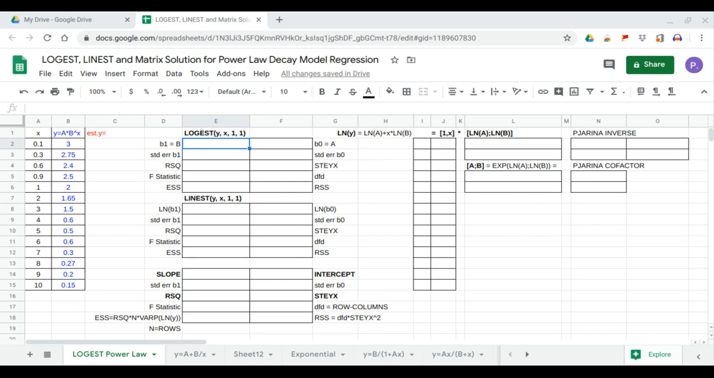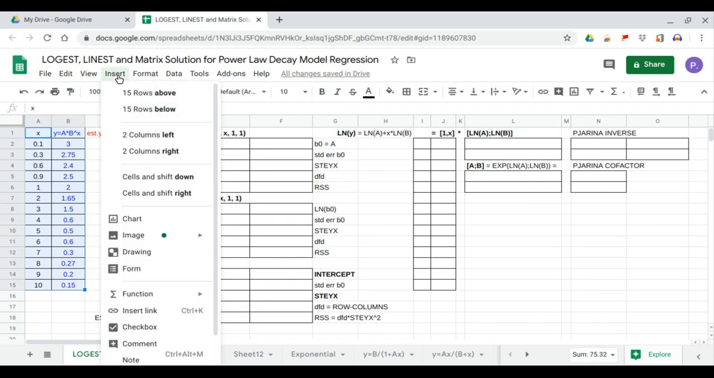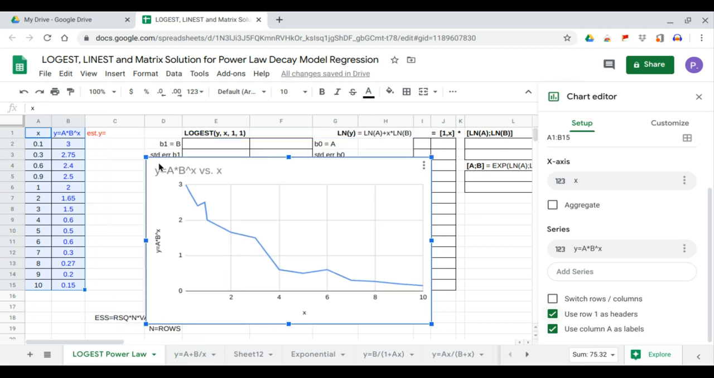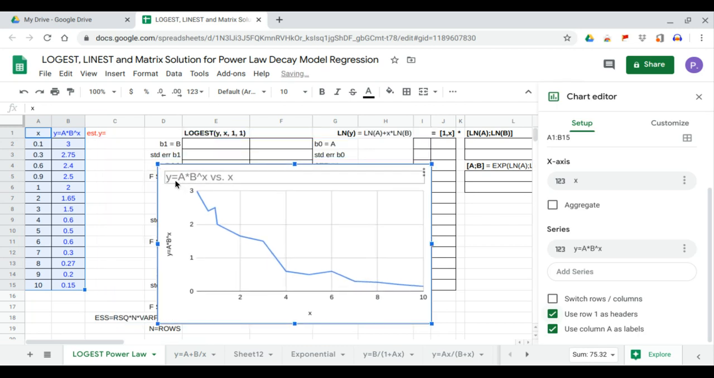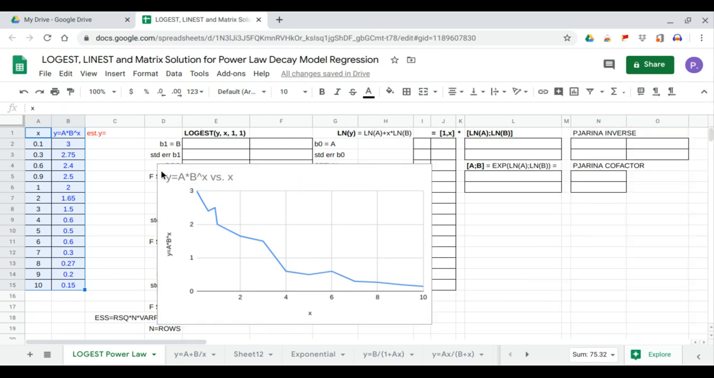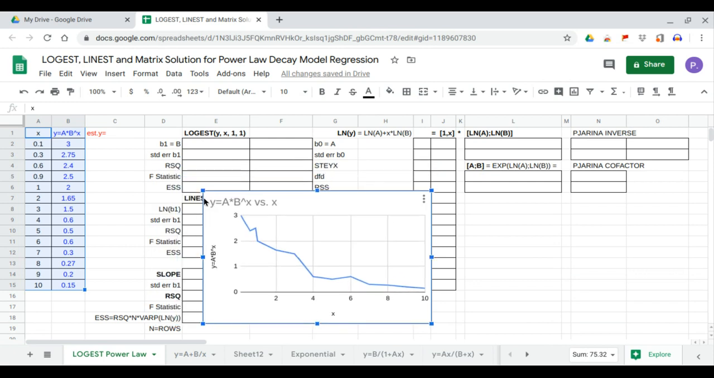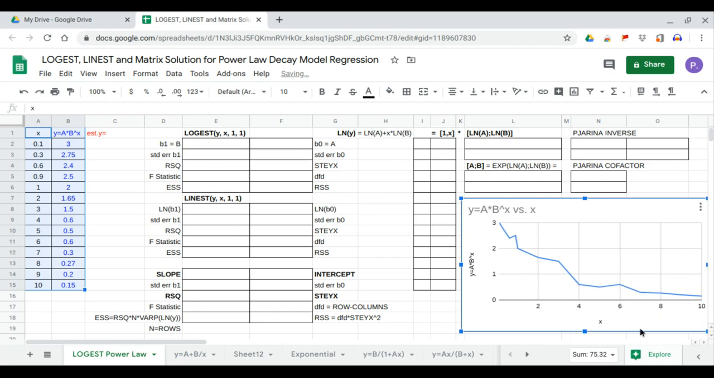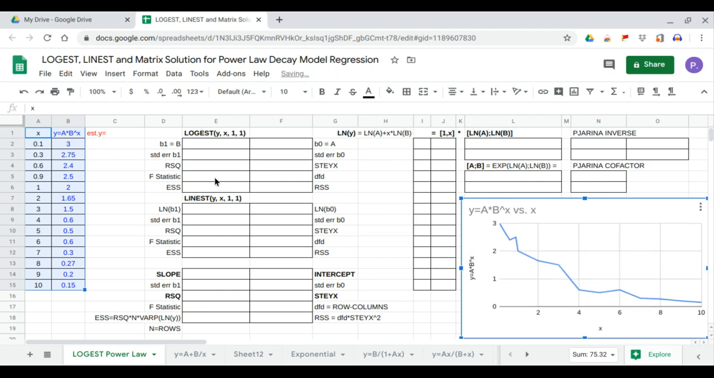We will use the LOGEST, LINEST, and Matrix Solution for power law decay regression. We start with the chart. Here you have a chart where you have power law, which is y equals a times b to the power x. We'll calculate the coefficients a and b using the LOGEST function. So we set this aside and we'll use the LOGEST function of this dataset.